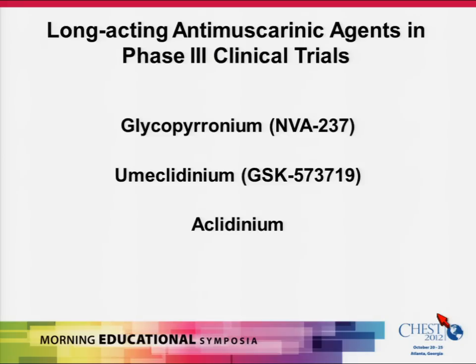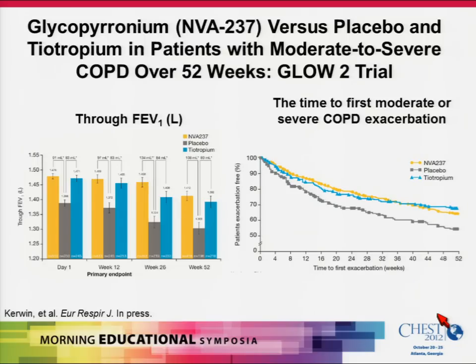Obviously, because tiotropium is the gold standard in the treatment of COPD, all companies that are involved in the development of bronchodilators are looking at the possibility of developing new LAMAs. And in effect, we already have three compounds: glycopyrronium, NVA237 by Novartis, umeclidinium by GSK, and aclidinium by Almirall Forest. Glycopyrronium and aclidinium have received the approval from the European Medicines Agency, and aclidinium has been launched in Denmark and in Spain. Here you can see the results of glycopyrronium when it was tested versus placebo and tiotropium on a once daily basis. This was the GLOW2 trial, and apparently there was no difference between the two compounds in inducing bronchodilation and in influencing the onset of severe COPD exacerbation.